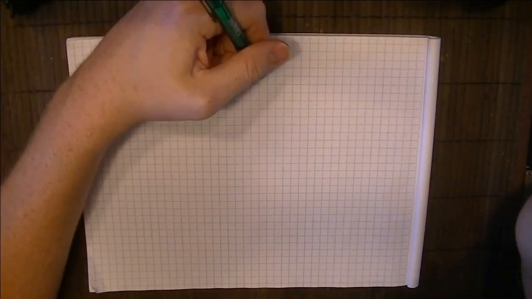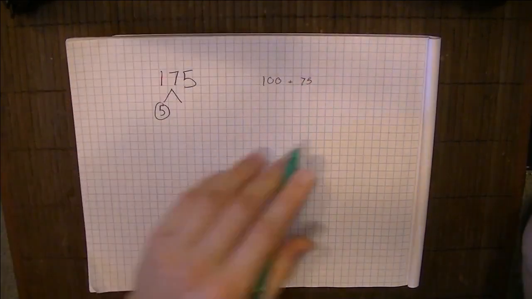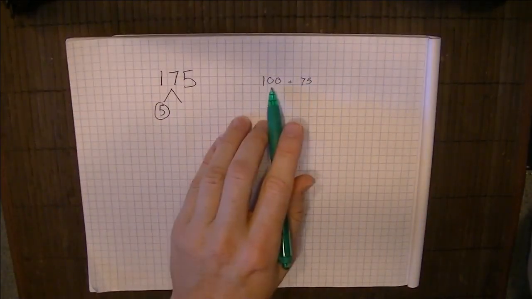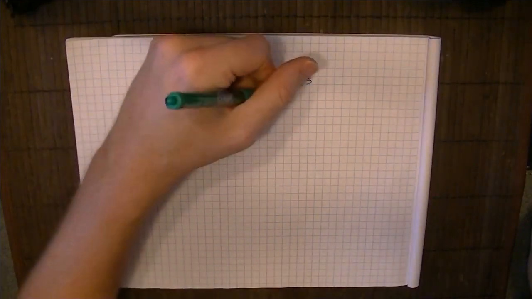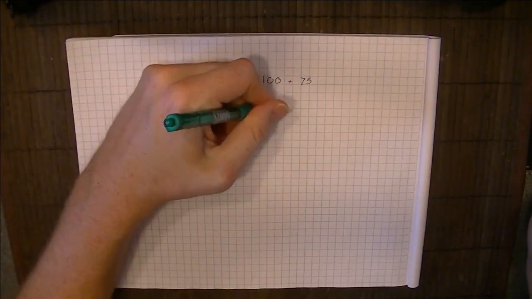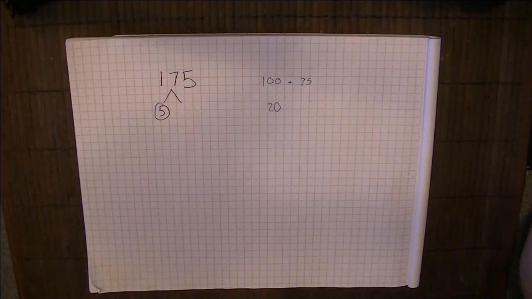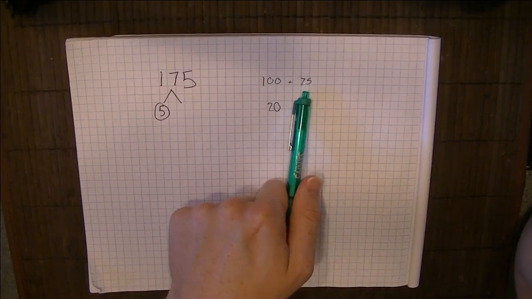175, I could think of that as just 175, and I can now think of, okay, what is 100 divided by 5? Dividing 100 by 5 is 20, right? Because it's like dividing 10 by 5 and putting the extra 0. All right, what about 75?